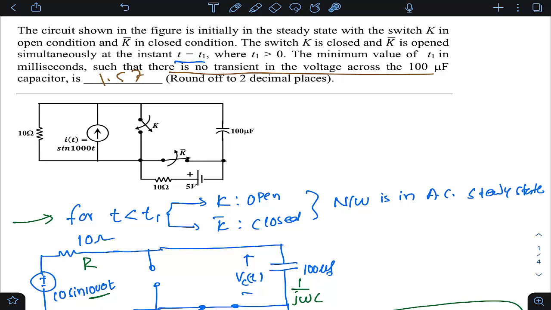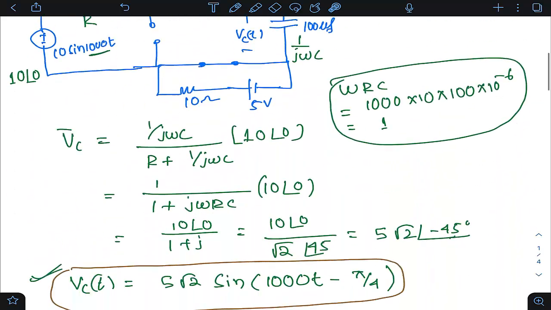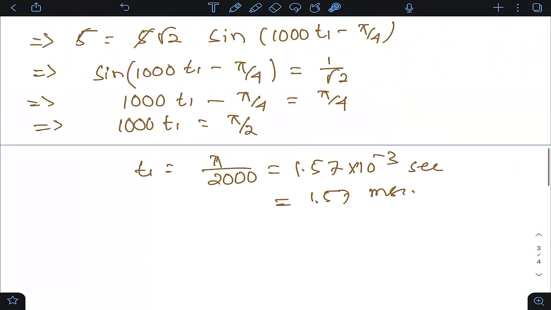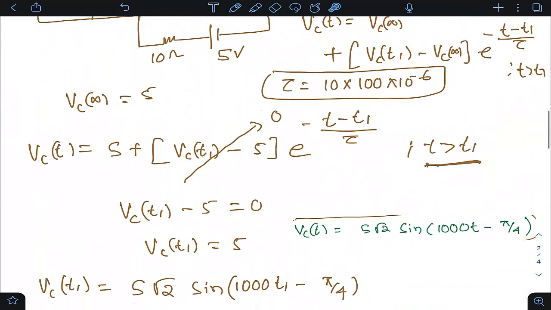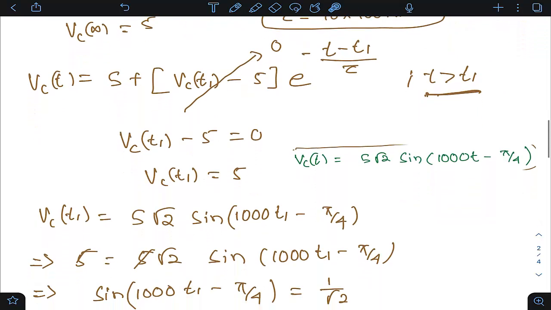So that's what the point is. For that, this is the expression we obtain for t greater than t1, and if you are expecting there should not be any transient response for this time interval, then this part should be 0. So this part should be 0. We got the condition VC(t1) equals 5. So how to get this VC(t1)?